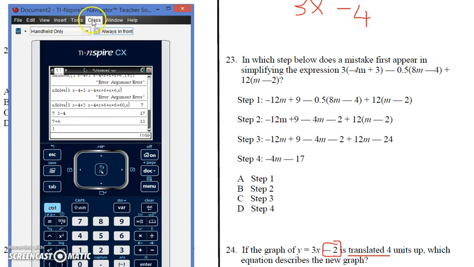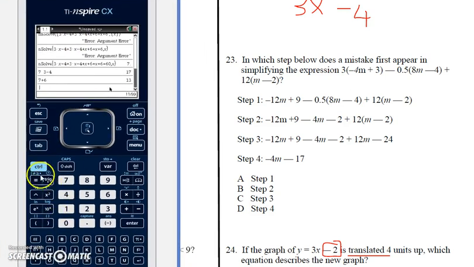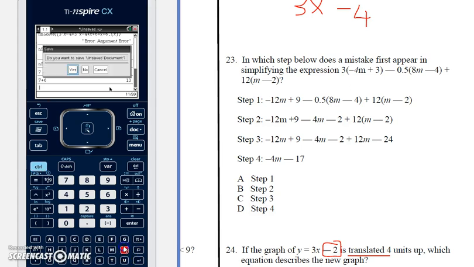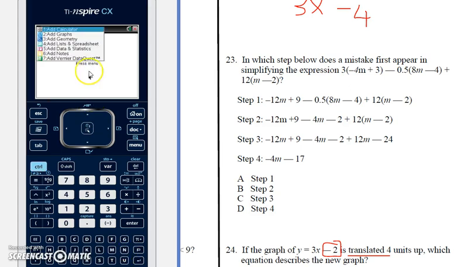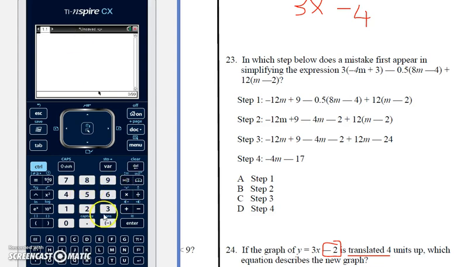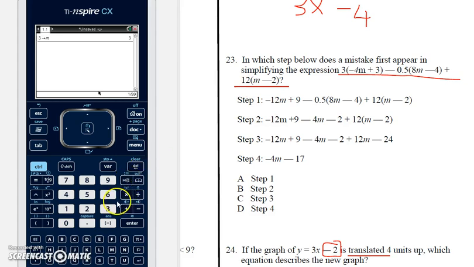So I'm gonna start a brand new document. I just want a new document, and I want a calculator. What I'm gonna do is say 3. I don't know, I just like 3. And I'm gonna store that value in letter M. Now I'm gonna copy my original problem because I don't know which one is my mistake. So I'm going to enter my original problem in my calculator, okay?